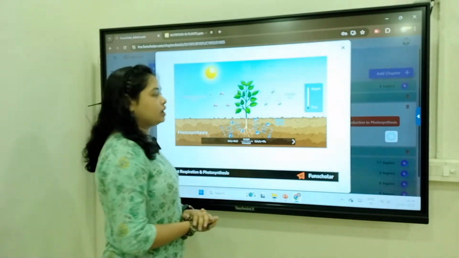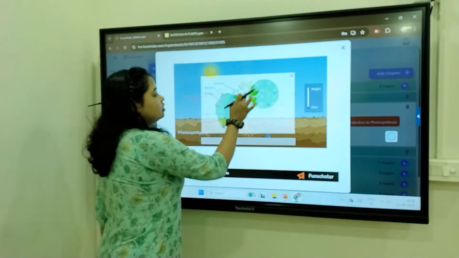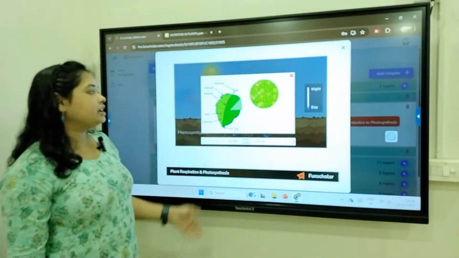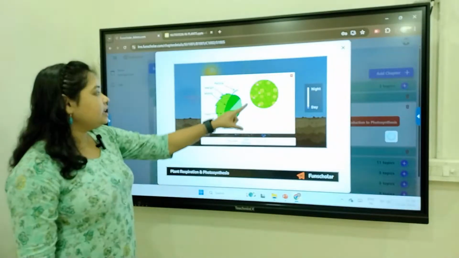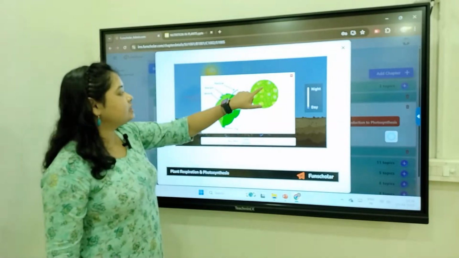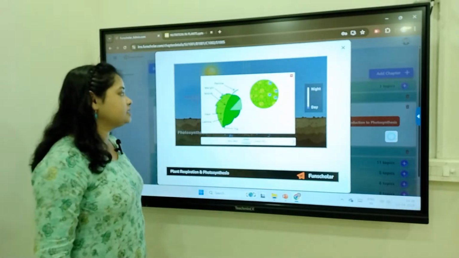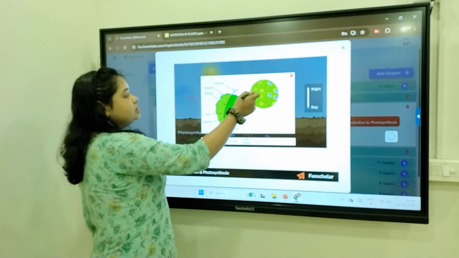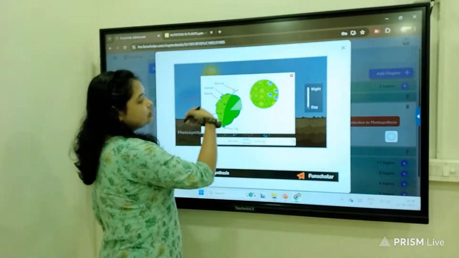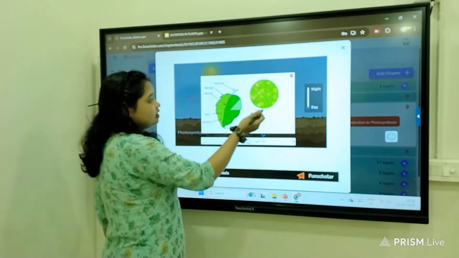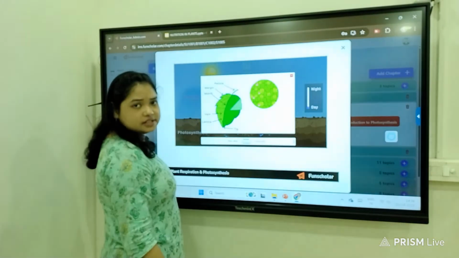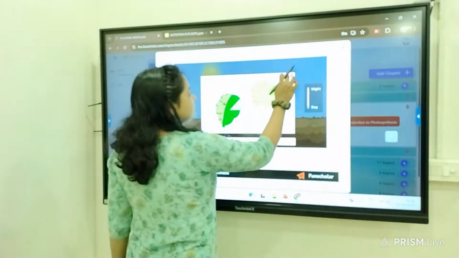Now if I click on the leaf, you can see the magnified view where each stomata is enclosed by the guard cells. During the daytime the condition is like this only, the carbon dioxide will get inside and then oxygen will come out as a result of the process of photosynthesis.